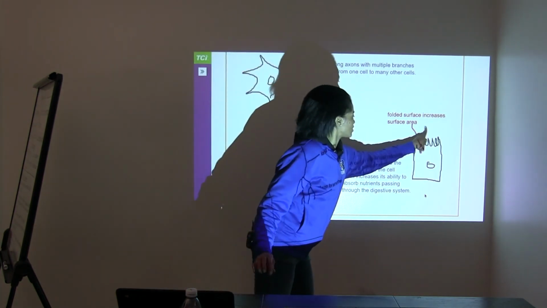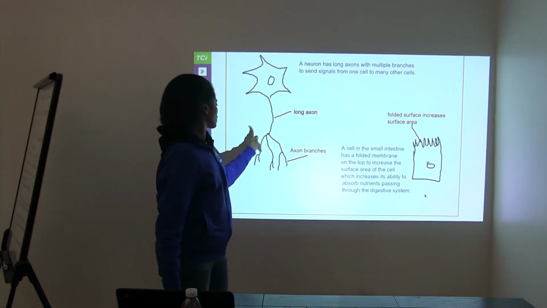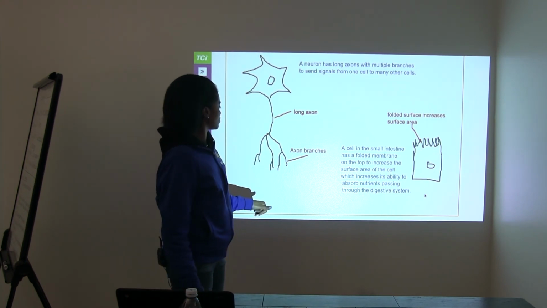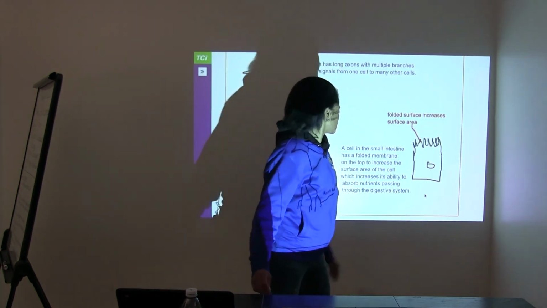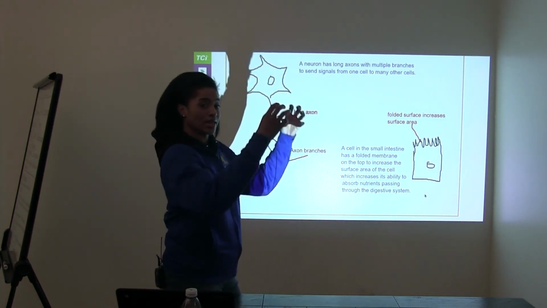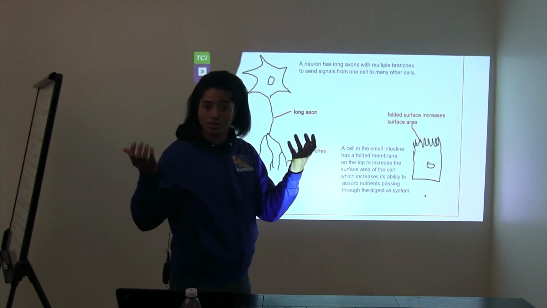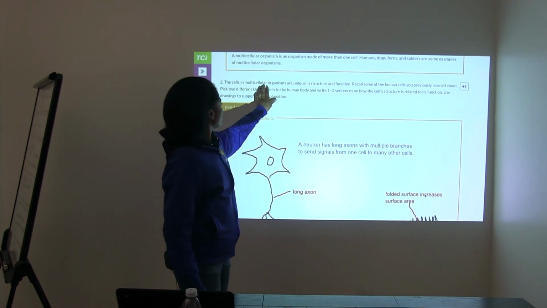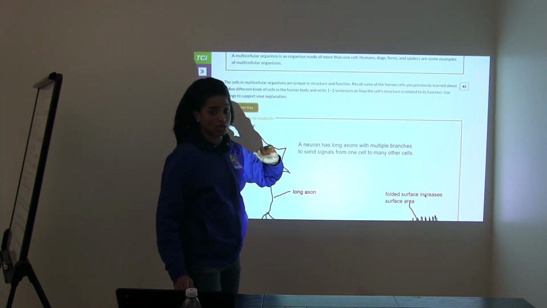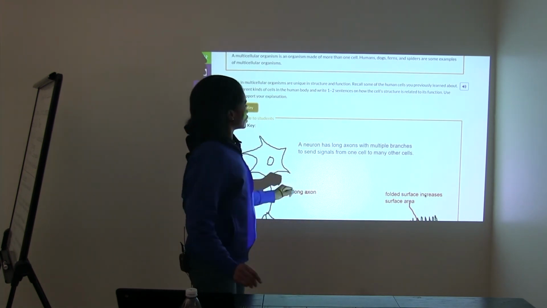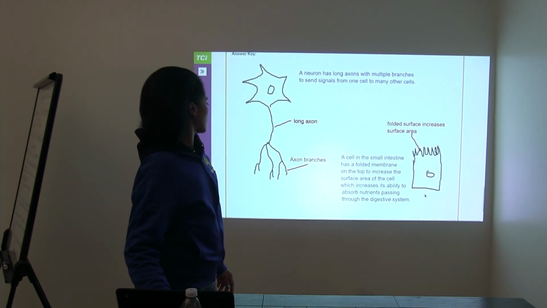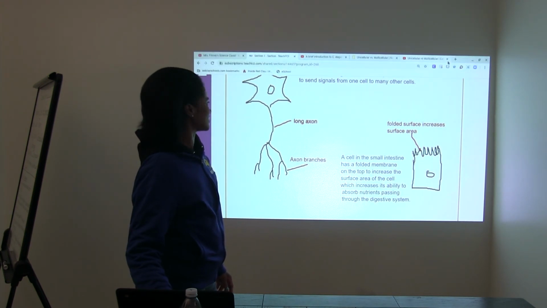All right, so take a look at the structure here compared to the structure here. Okay, in this case, we need to send signals, right? And here we're absorbing nutrients. So we want to make sure that it's shaped in a way that will allow for absorption, right? So this just goes to show, okay, the cells in multicellular organisms are unique in structure, how they're shaped, in order to assist with their function. All right? So make sure you have that understanding, and we are good to go for today. Great job. Nice work, everybody.